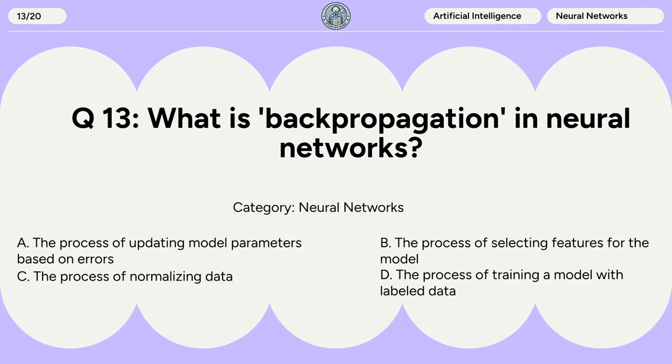Question 13. What is backpropagation in neural networks? A. The process of updating model parameters based on errors. B. The process of selecting features for the model. C. The process of normalizing data. D. The process of training a model with labeled data.